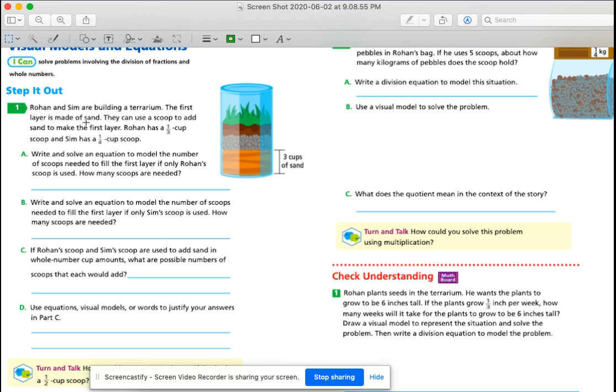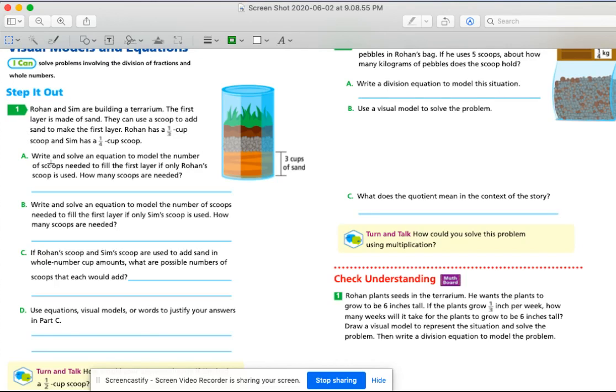The first layer is made up of sand. They can use a scoop to add sand to make the first layer. Rohan has a 1/3 cup scoop and Sim has a 1/4 cup scoop. So for part A, it says write and solve an equation to model the number of scoops needed to fill in the first layer if only Rohan's scoop is used.